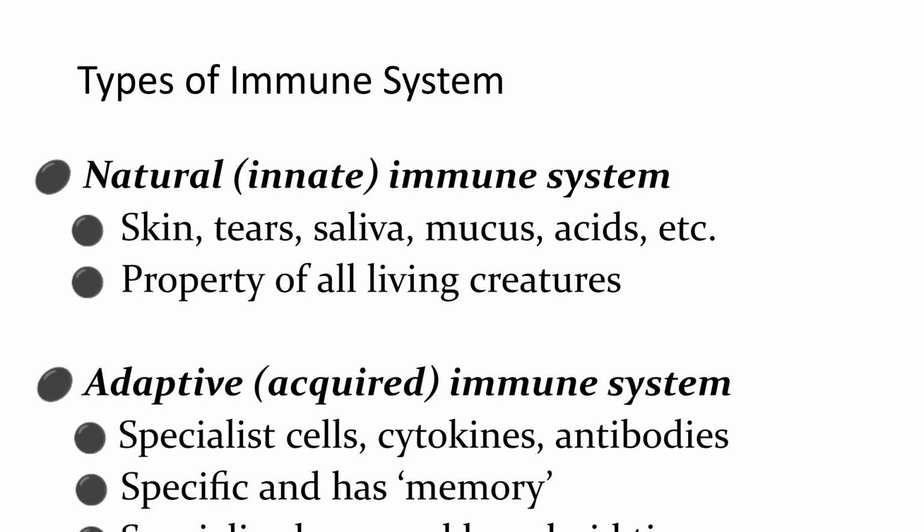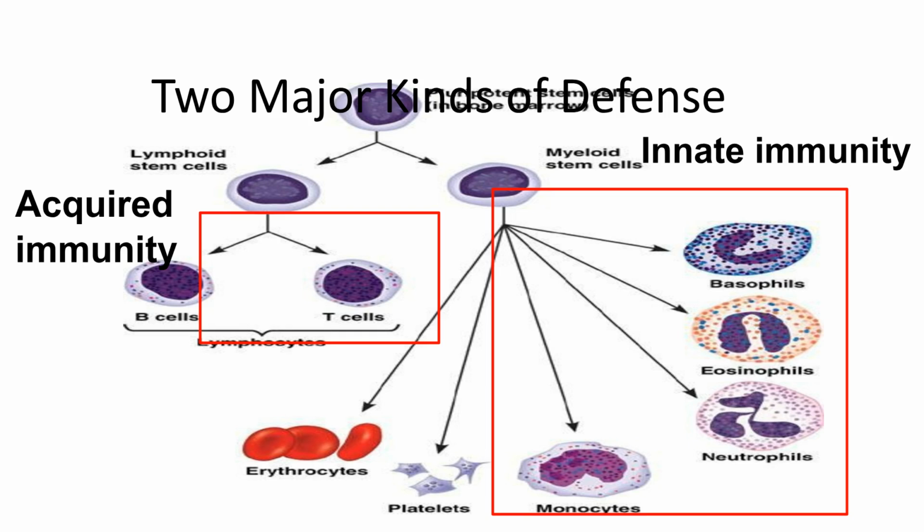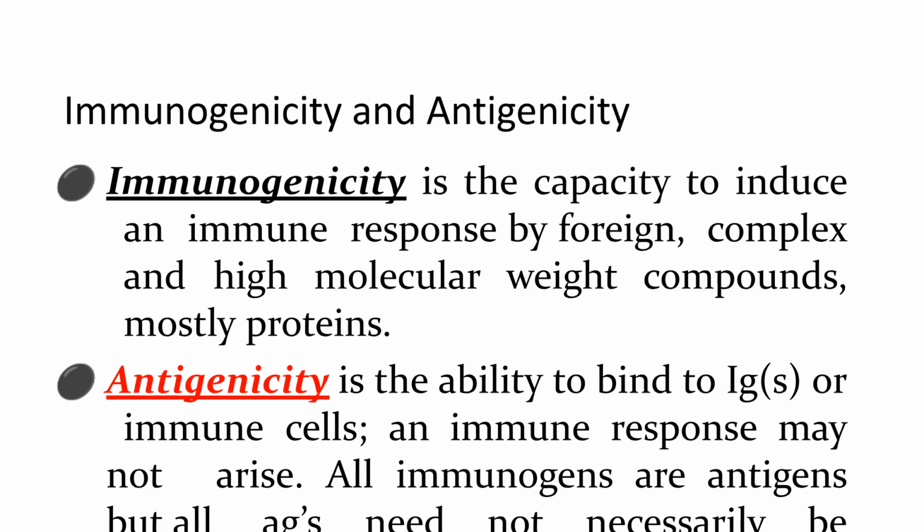There are two types of immune systems: natural or innate, and adaptive or acquired. The innate system, present in all living creatures, includes barriers like skin, tears, and saliva. The adaptive system is specific, has memory, and involves specialized cells, cytokines, and antibodies. Defense mechanisms are categorized as either innate immunity or acquired immunity.